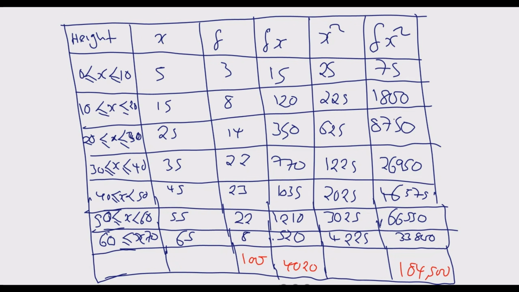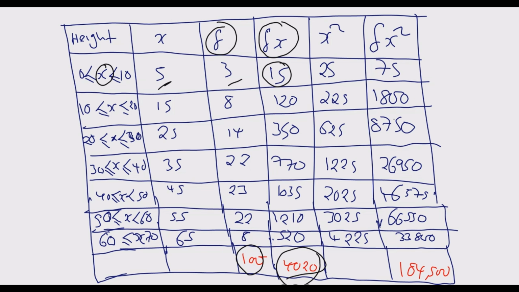So what you notice here is we have this 100, which is just a summation of all frequencies. Then we have the product of the frequencies and the value of x, and the value of x is the middle value, so it will be 0 plus 10 divided by 2, which is 5. Then you multiply by 3, you get this 15. Then you end up with this, which is 4020.